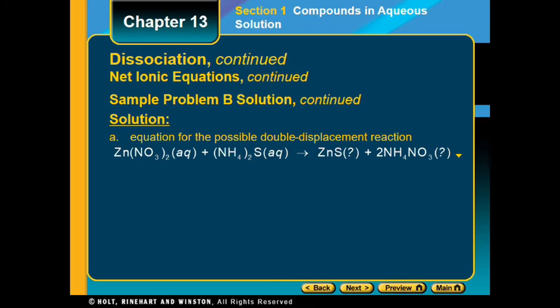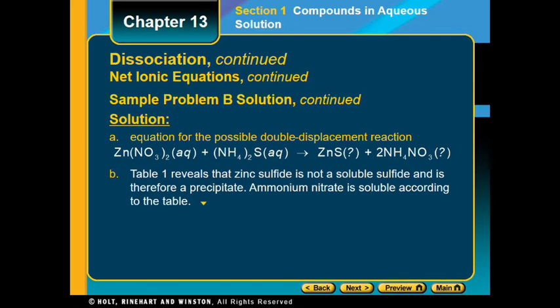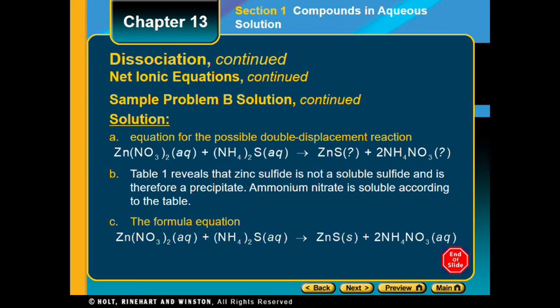So I've already gone through part A, which is we've given the equation for the double displacement reaction. There's your equation. We will identify the precipitate, which we have already identified. So there's your formula equation. We've put in zinc sulfide is a solid, which was the precipitate. Ammonium nitrate is soluble, so it's in aqueous solution. Next up, so that's the formula equation.